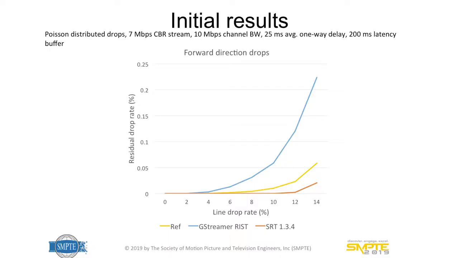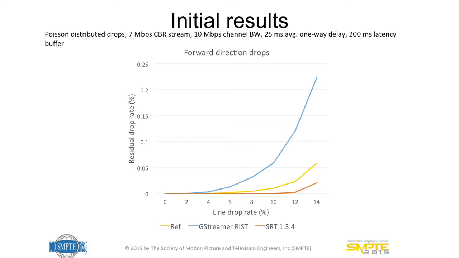So, initial results. Our very first tests were with periodic drops and only in the forward direction, where we could find that we couldn't really see any difference between the three protocols. They were all doing perfectly or almost perfectly up to the point where the retransmission bandwidth saturated the link, where you can't really do anything more. We could see that SRT saturated the link a little bit earlier than the other ones, but other than that, no difference.